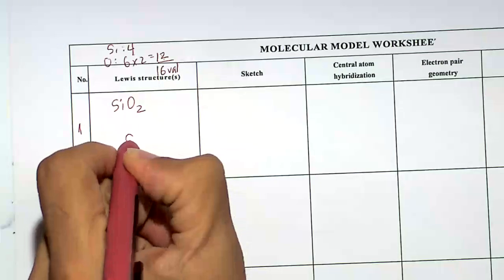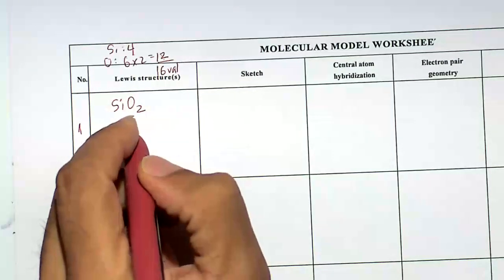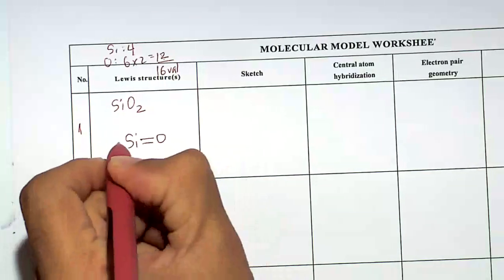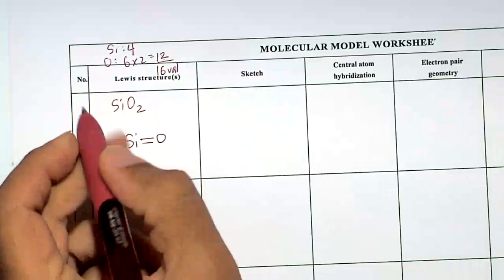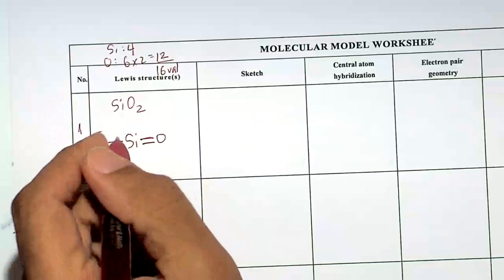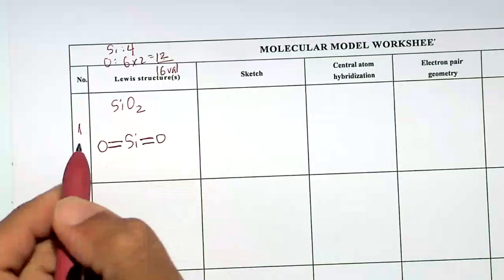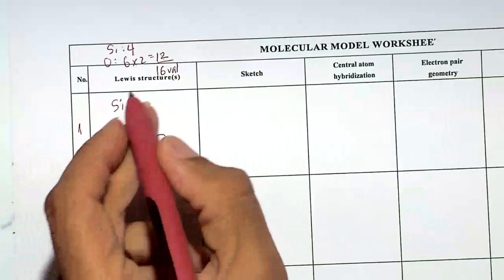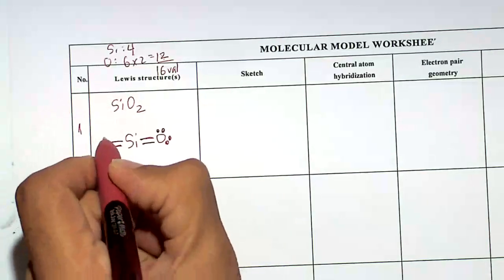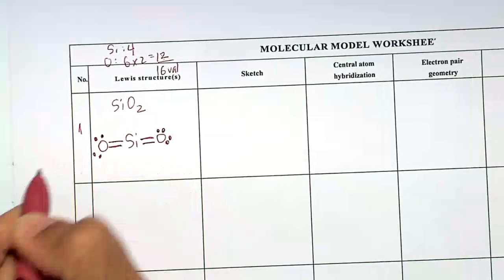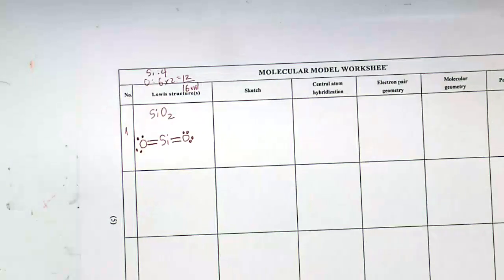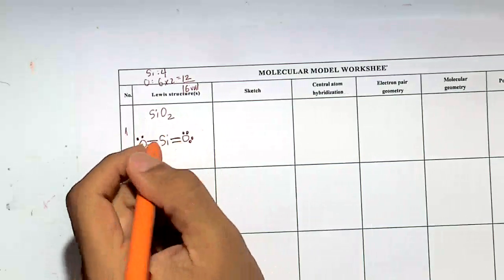I'm going to make silicon the center atom, and then what will be bound to it? Remember, silicon likes 4. So I'll put a double bond here, and a double bond here. This is how I'll get 4: 1, 2, 3, 4. Let's do our electron count: 1 through 8. Where will 9, 10, 11, and 12 go? And 13, 14, 15, 16. That is how silicon dioxide is, that is its Lewis structure.